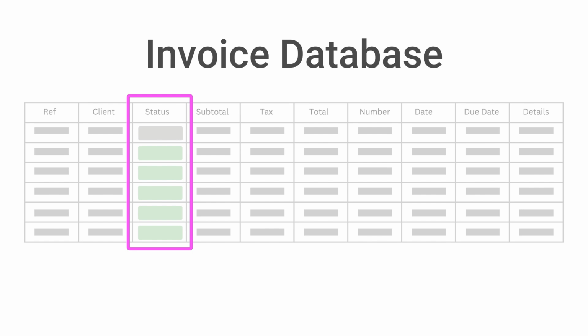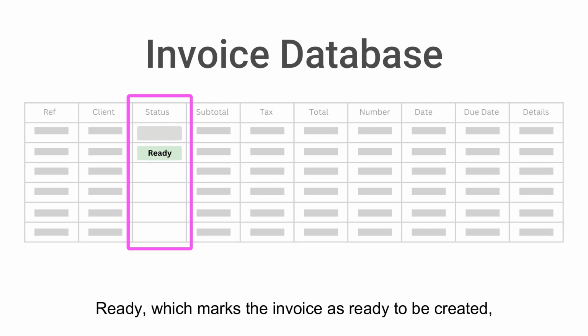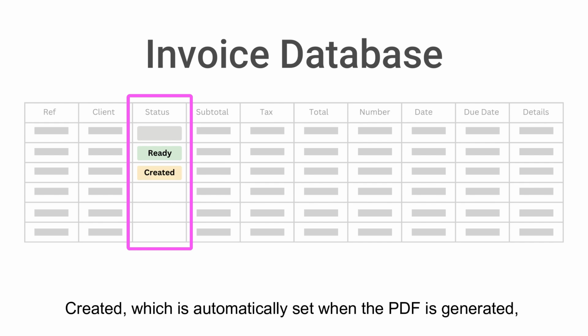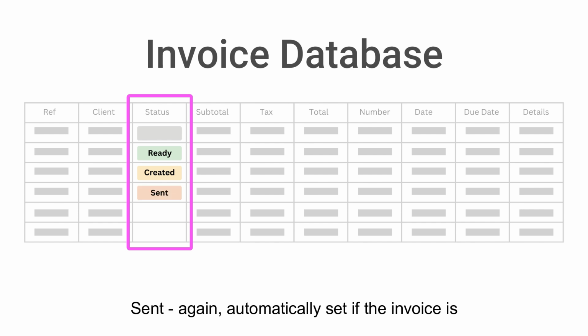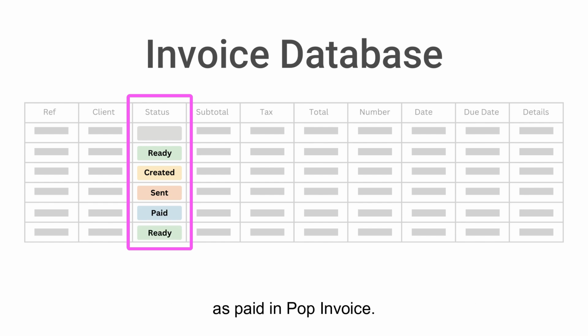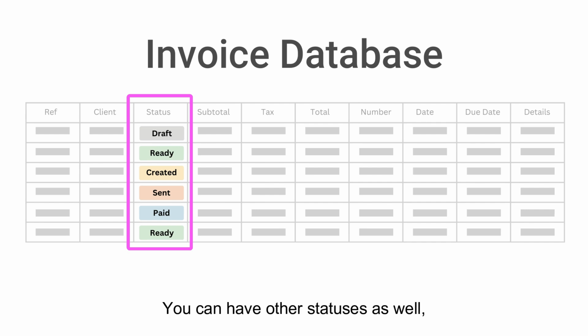The recommended statuses are ready, which marks the invoice as ready to be created; created, which is automatically set when the PDF is generated; sent, again automatically set if the invoice is emailed via Pop Invoice; and paid, automatically set if the invoice is marked as paid in Pop Invoice. You can have other statuses as well, and the property can be called anything you like.